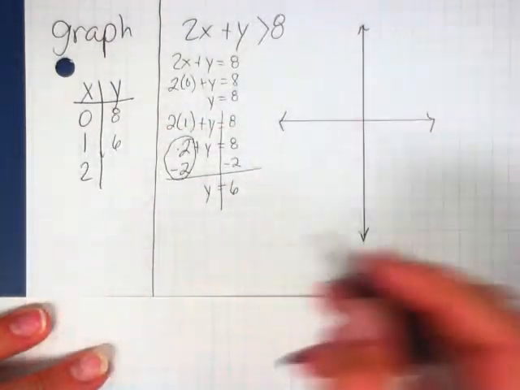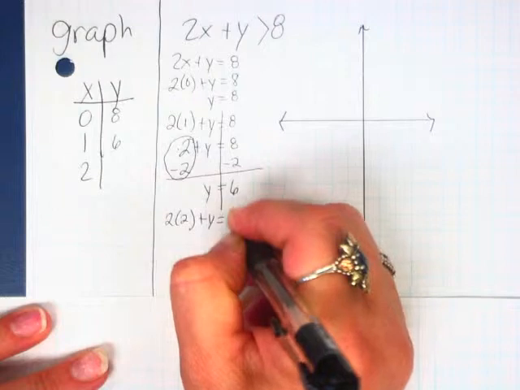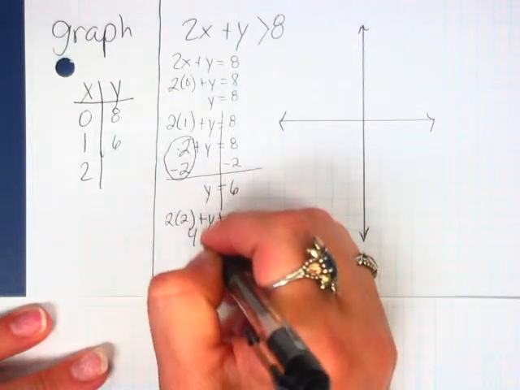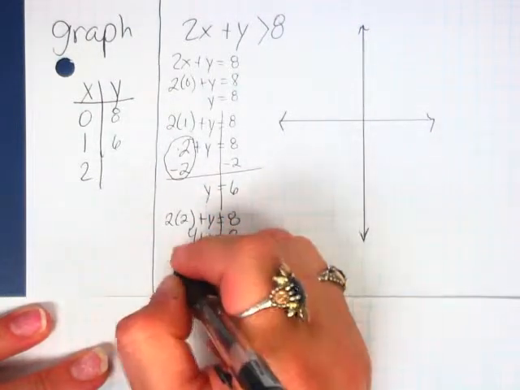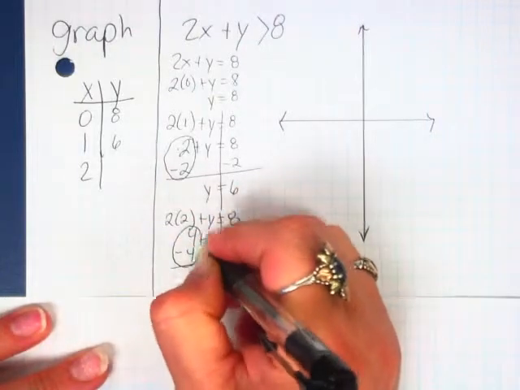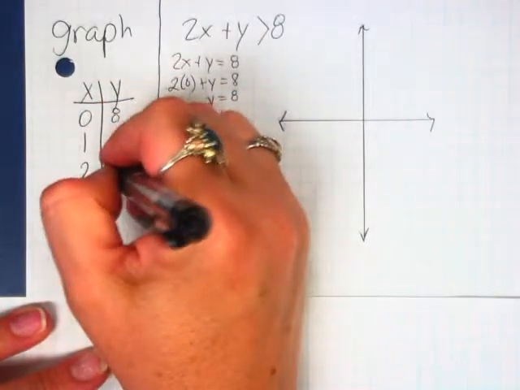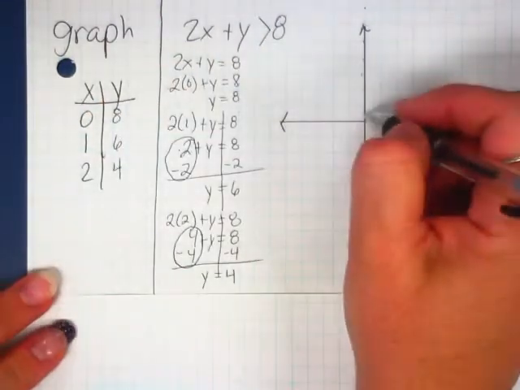And then we're going to plug in the 2. So 2 times 2 + y = 8. I get 4 + y = 8. Opposite operations, subtract that 4 from both sides. 4 minus 4 is 0. y equals 4.